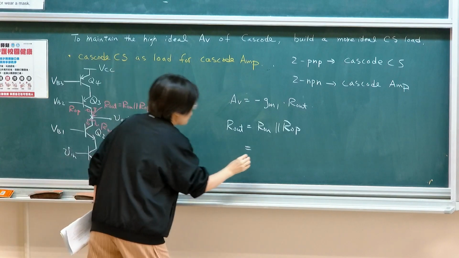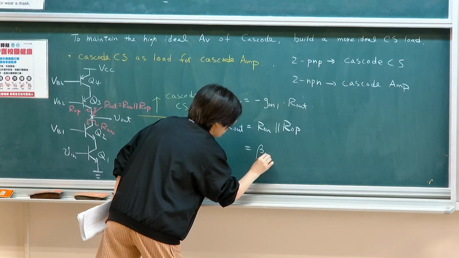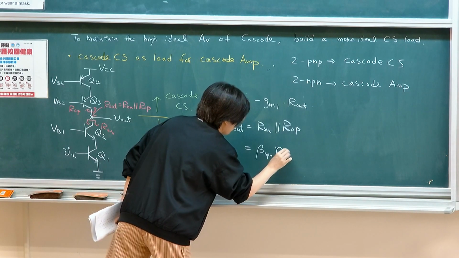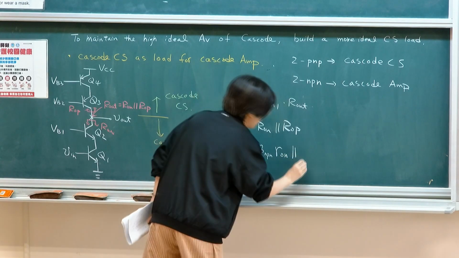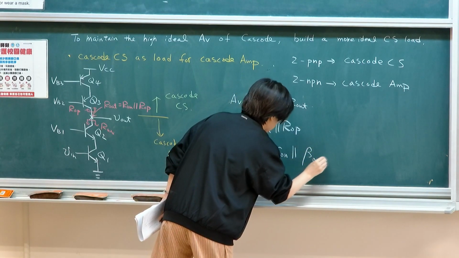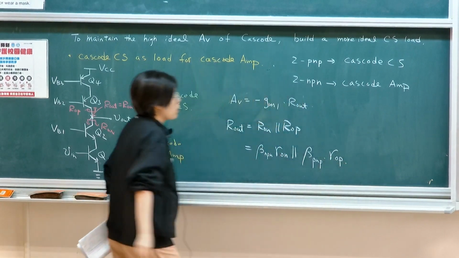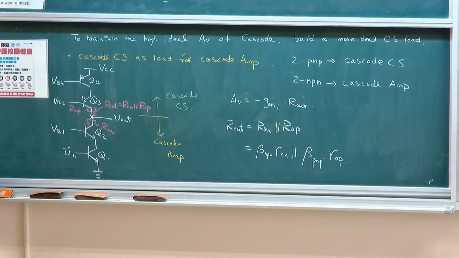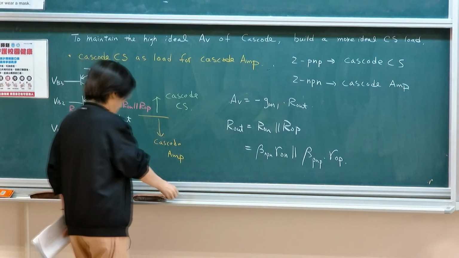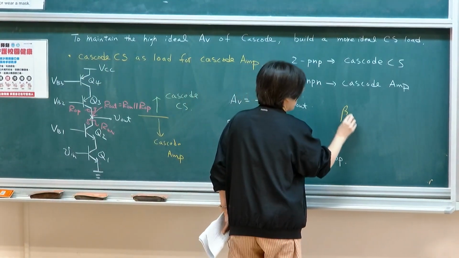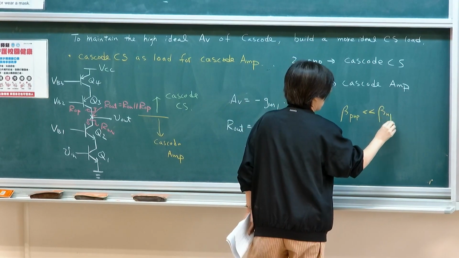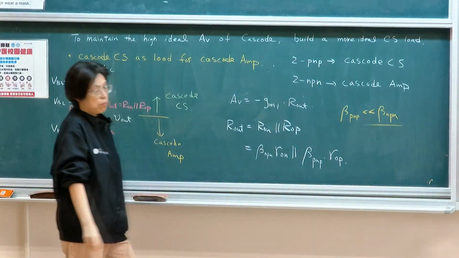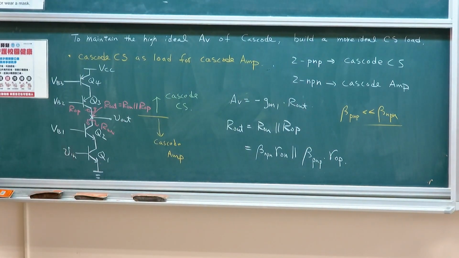So RON will be beta NPN times RO in parallel, I should just be precise, beta PNP times ROP. Even though both transistors may have the same Early voltage, we know that in most cases, beta PNP is much, much smaller than beta NPN. Right? It's at least maybe 4 times the ratio. Remember, what's the ratio between the two?